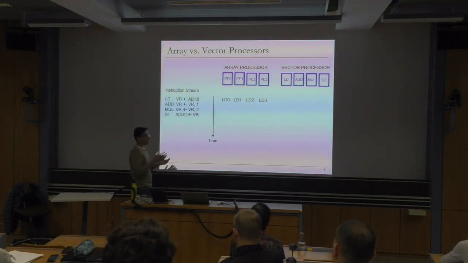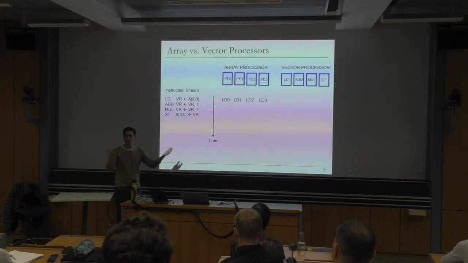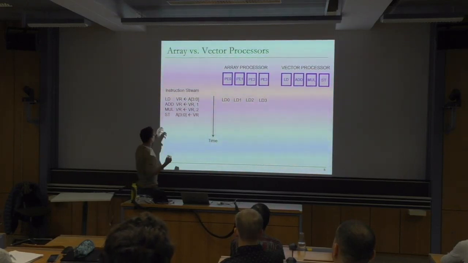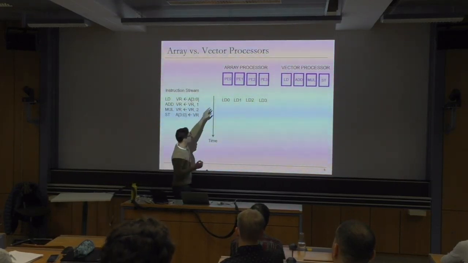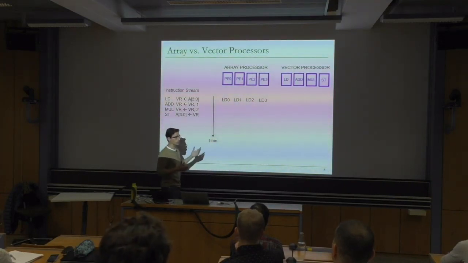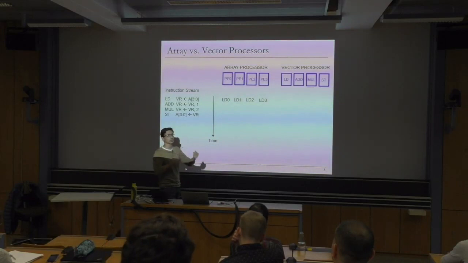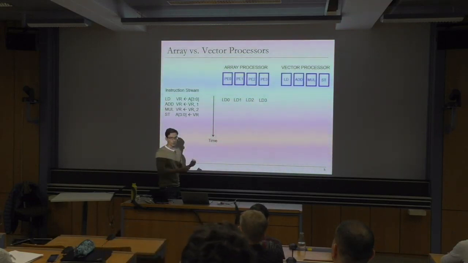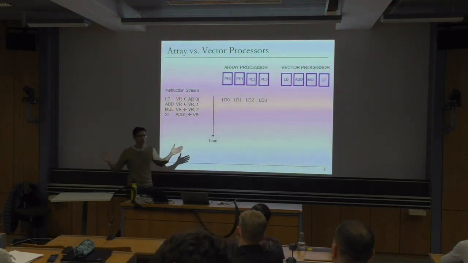How do we execute this on an array processor? Because we have 4 elements, we want to read the 4 elements at the same time. So the first thing to do is this load instruction is executed on the 4 processing elements in the first cycle, or at least we issue the instruction in the first cycle. It might take more than 1 cycle to execute, right?